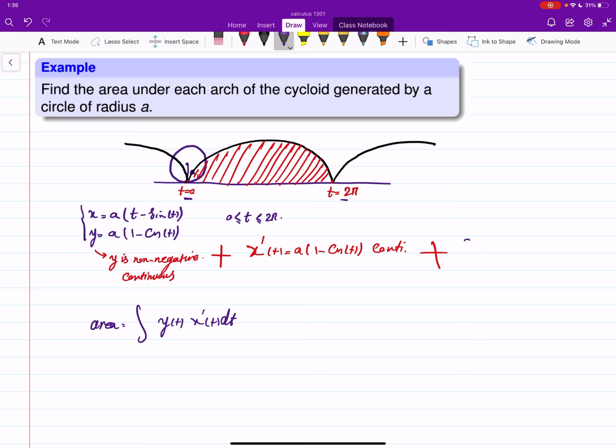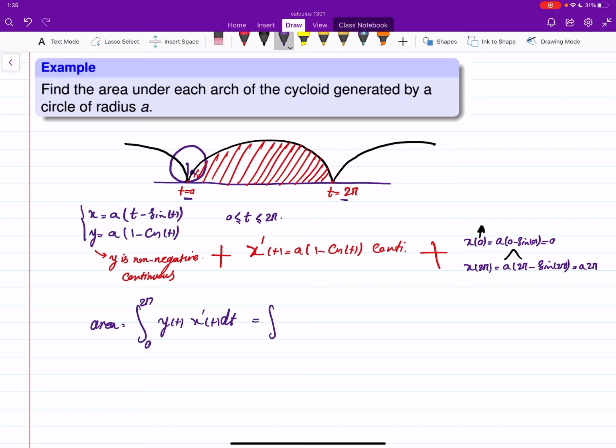Here, you have to evaluate x at 0. This will be a times 0 minus sine 0. That is 0. X at 2 pi is a times 2 pi minus sine of 2 pi, which is sine of 2 pi is 0. So that's a 2 pi. You see that this value here is bigger than the value of x at 0. So the value of t, which gives us a smaller value for x, it should go to the lower limit, the other one to upper limit.